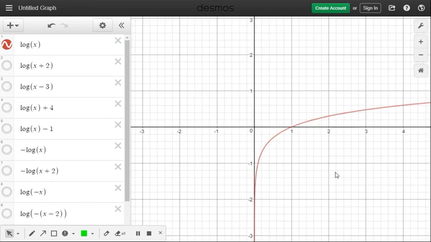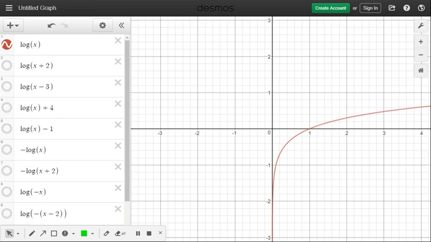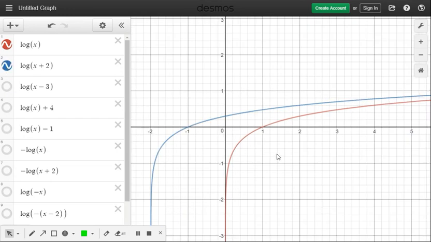So to sum up, when there's a transformation inside the parenthesis, if it's plus 2, it moves to the left. If it's minus 3, it moves to the right. So again, plus 2, move 2 units to the left; minus 3, move 3 units to the right. Now, what would happen if instead of being inside the parenthesis, it's outside?